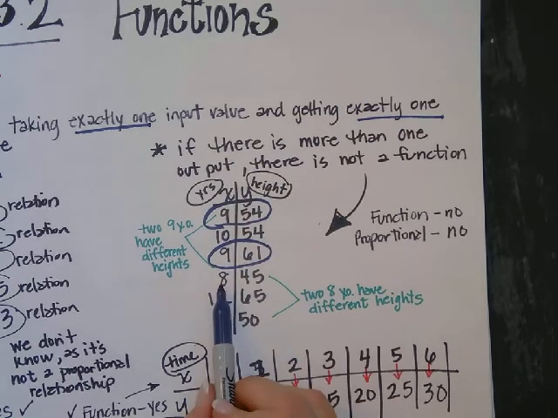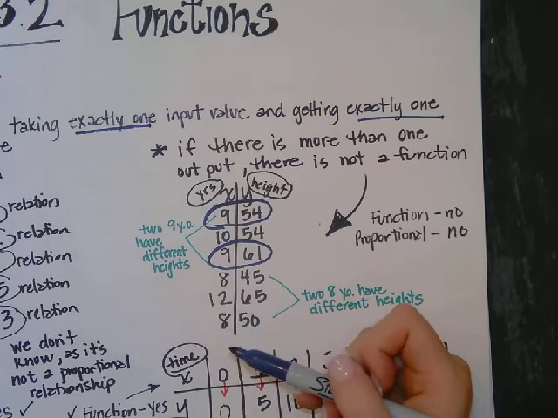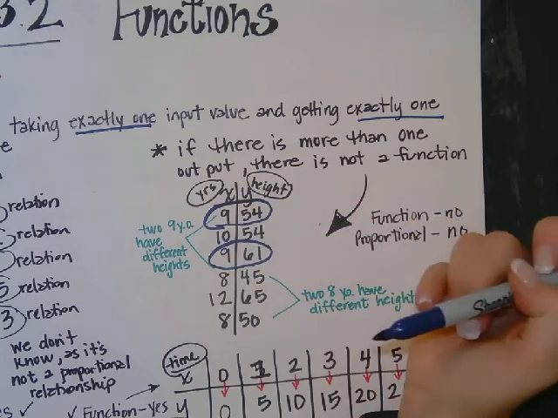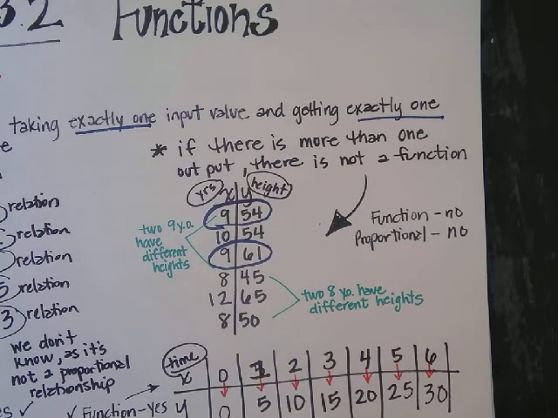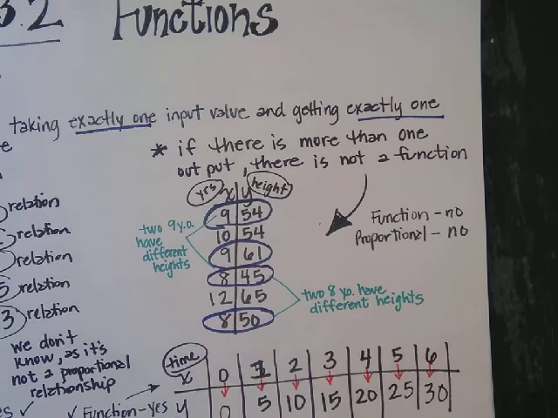Here's another example of that. An 8-year-old has a height of 45 and an 8-year-old has a height of 50. So this is all normal information. We wouldn't expect children of certain ages to have exact heights, right? But what we know is it's not a function. These two 8-year-olds have different heights, so because there is not exactly one output for exactly one input, it is not a function.